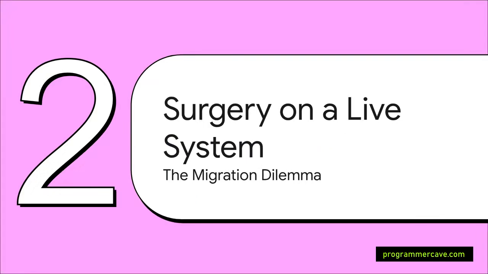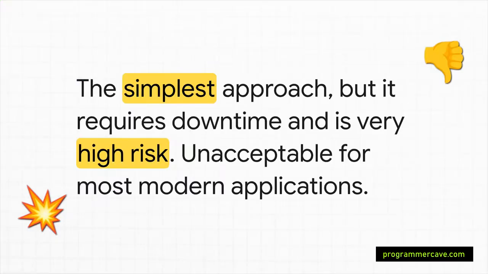The goals here are crystal clear, and honestly, they're non-negotiable for any serious application. We're talking zero downtime for your users, and 100% data integrity. You mess up either of those, and you failed, period. Now, the simplest approach is something called the Big Bang migration. You put up a maintenance page, take the whole app offline, run your database scripts, deploy the new code, and pray everything comes back up.